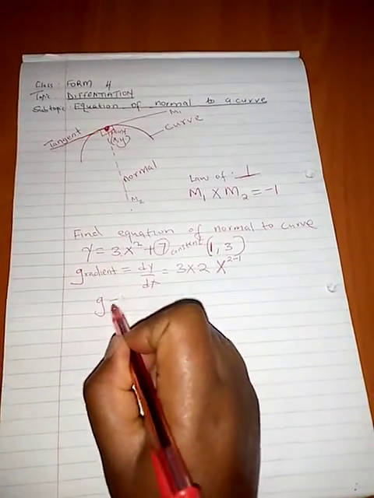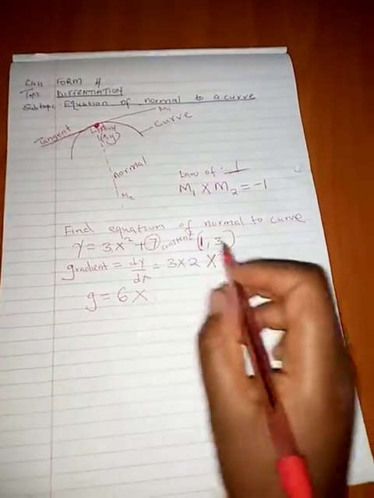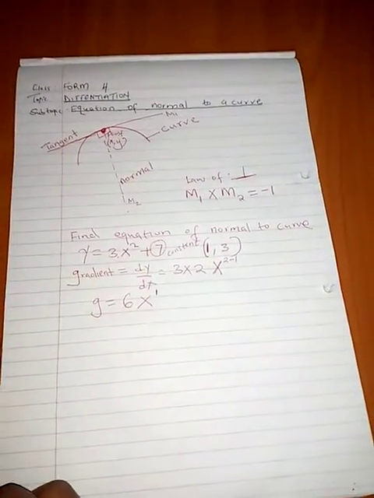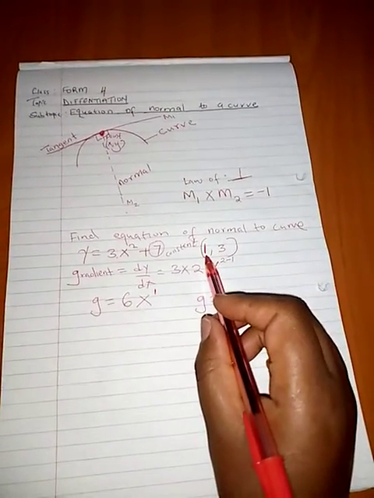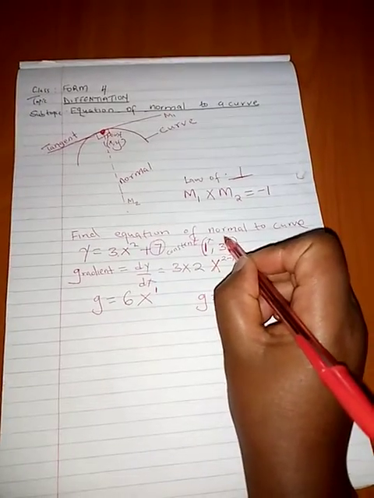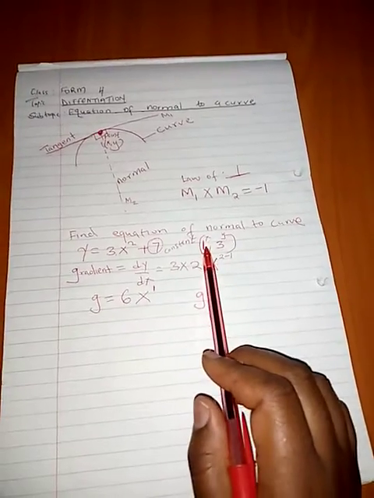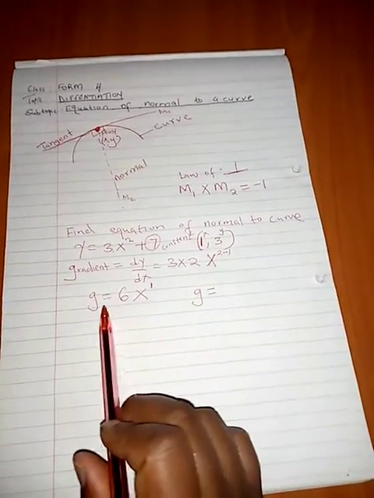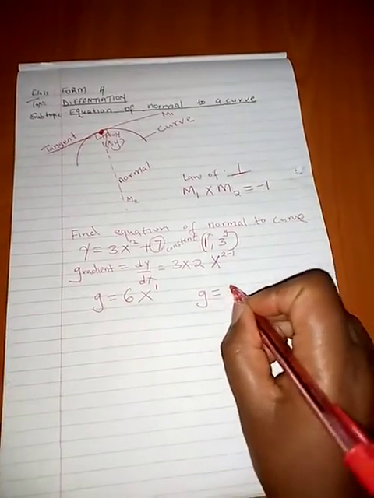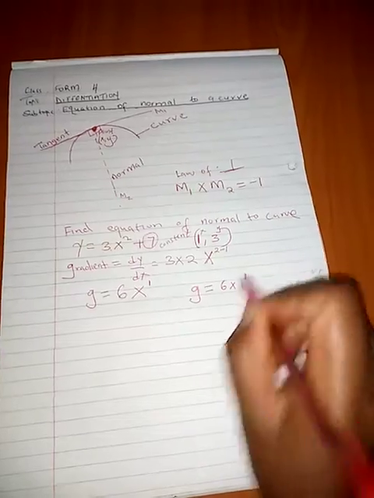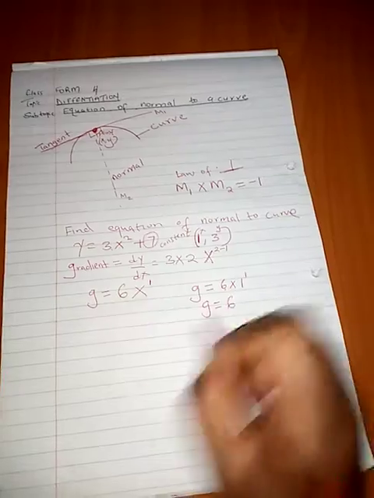Therefore, gradient is equal to 3 times 2, you get 6, x to the power 2 minus 1, you get 1. So our gradient is equal to 6x. We want to get the exact value of gradient. In this case, we are being given x and y. So the value of x is 1, and value of y is 3. To get the value of gradient, you substitute x in this equation of gradient. So gradient is 6 times 1 raised to 1, which is the same as 6 times 1, which is 6.